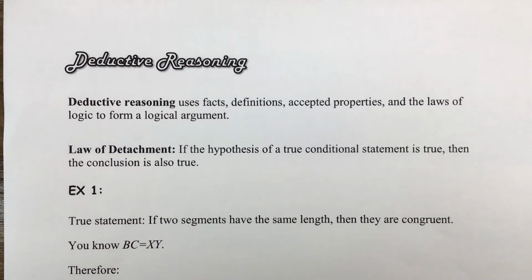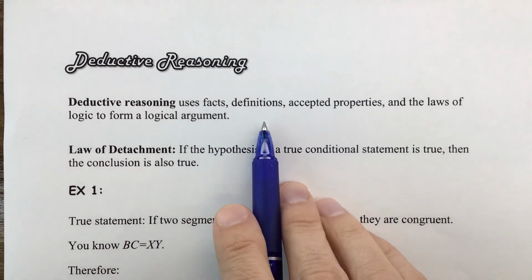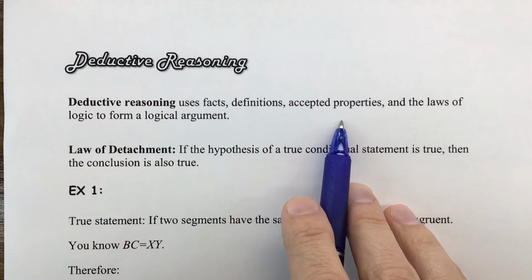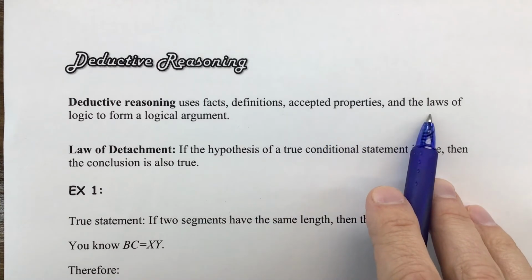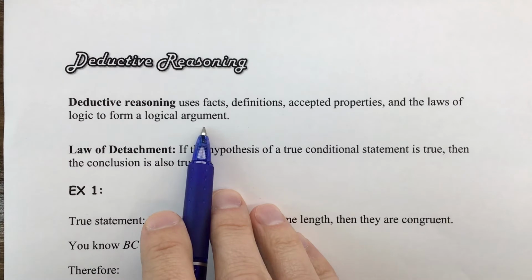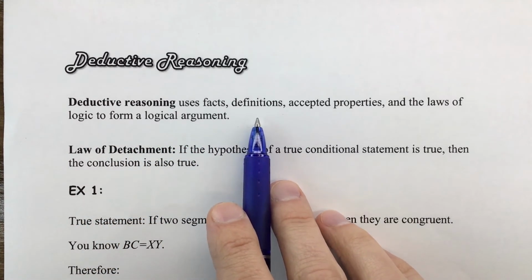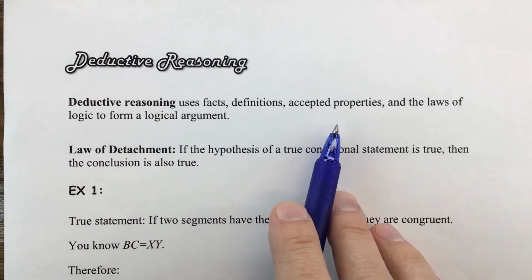They're correct, but the problem is that you never go through a process of actually proving them if you're just sticking with inductive reasoning. Well, with deductive reasoning, what you're going to do is use facts, definitions, and accepted properties, things that we all know to be true. We've agreed upon that these are true, and you're going to use the laws of logic to form a logical argument. That last part's a little bit weird there. But you're going to be using things that we all know are right: facts and definitions and accepted properties, or maybe even other things that we've proven beforehand.